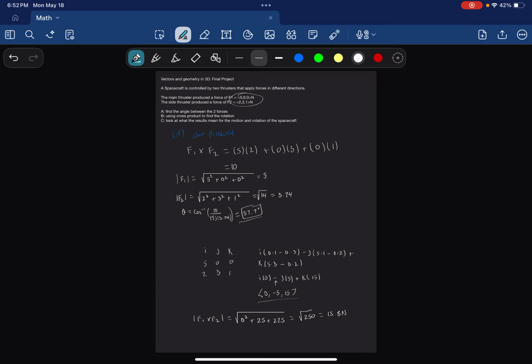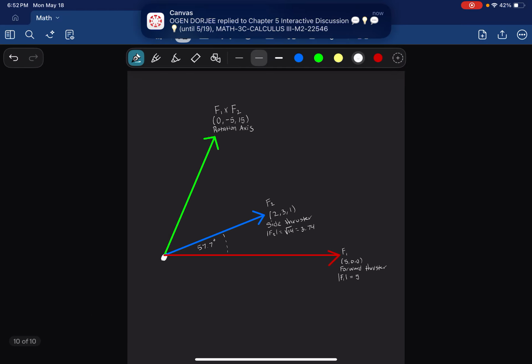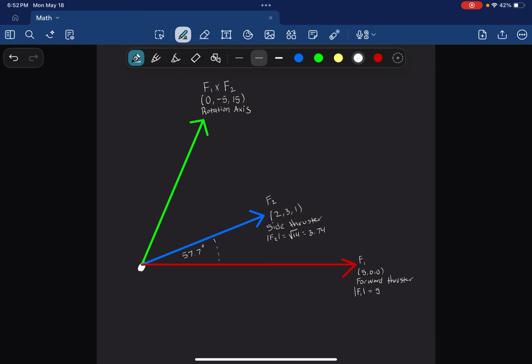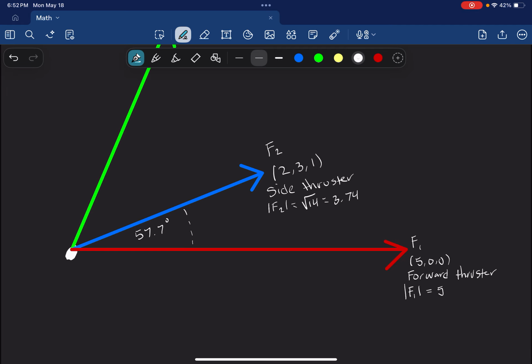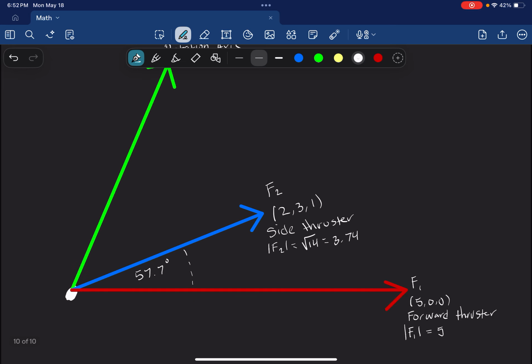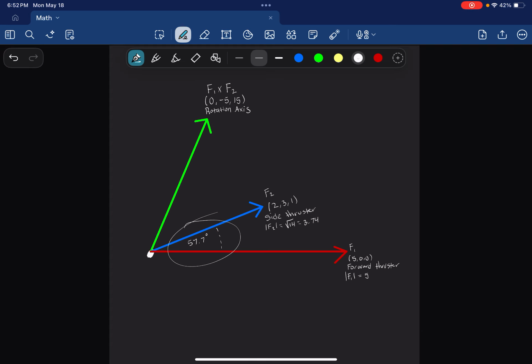And looking at all of this, I made a chart. It shows everything that's going on, everything that we've gotten. It shows what we started with, our forward thrusters, our side thrusters, and then the rotational axis that is causing it to hit this degree right here. And this will conclude my final project.